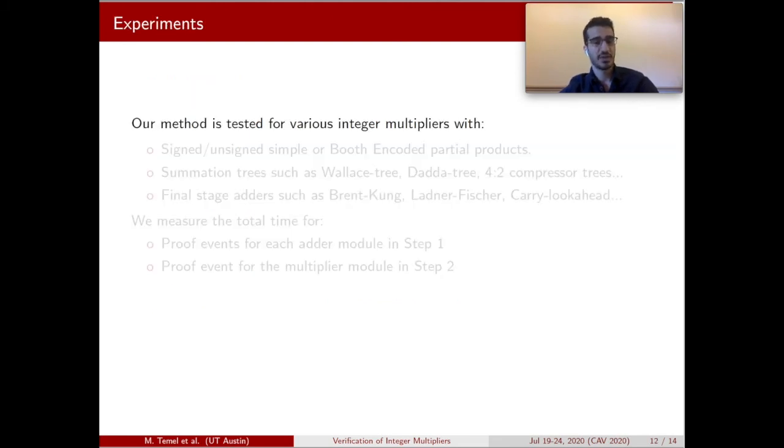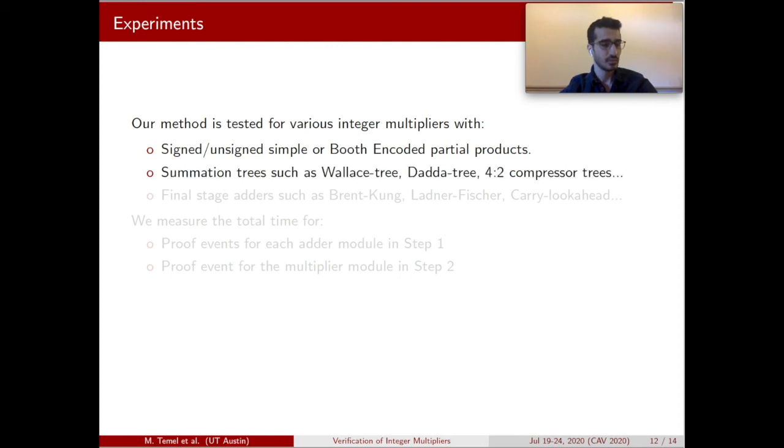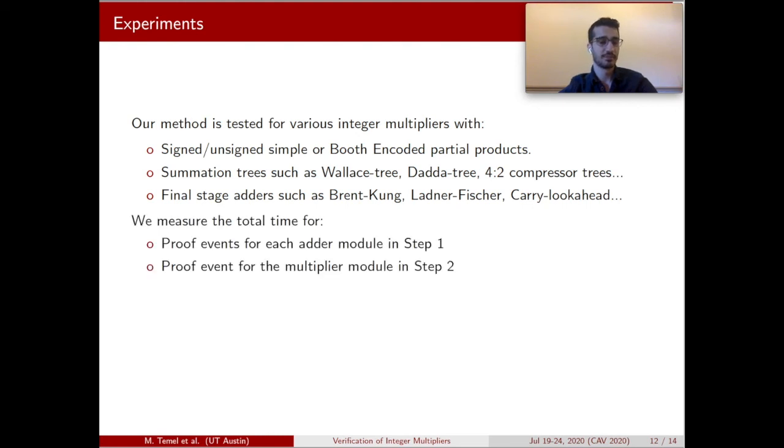We have tested our method for over 75 different benchmarks. These include multipliers with signed or unsigned simple partial products and Booth encoding, summation tree algorithms such as array, Wallace tree, Dadda tree, 4-to-2 compressors, and overturned-stairs trees, and so on, and final stage adders such as Brent-Kung and Ladner-Fischer. The complete list is given in our paper.